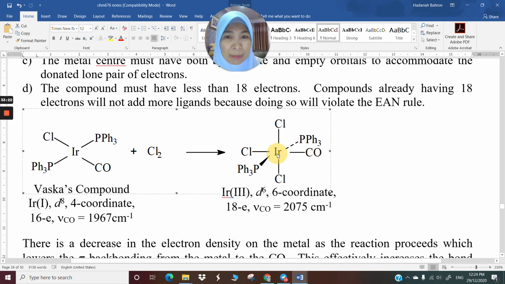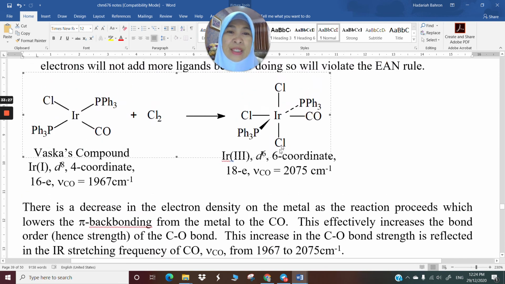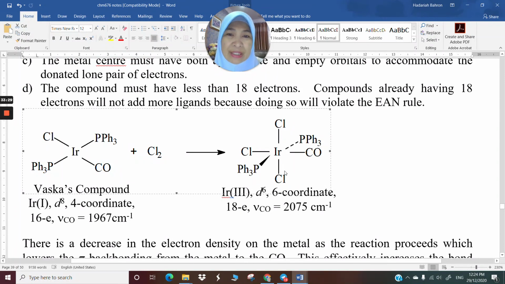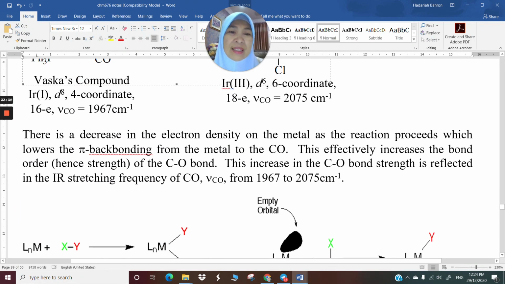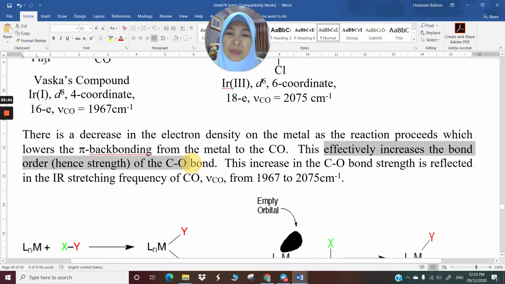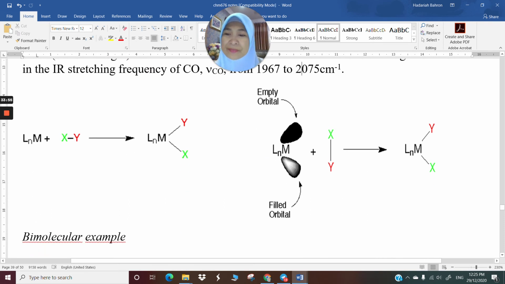Decrease of the pi back bonding because the iridium in the product has fewer electrons through the pulling or withdrawing effect of your chlorine. It lowers the pi back bonding from metal to CO, effectively increases the bond order, hence the bond strength of the CO. An increase in CO bond strength is reflected in the stretching frequency that goes from low to high.